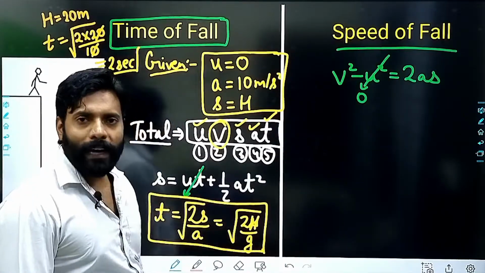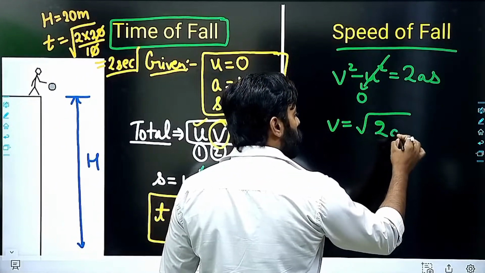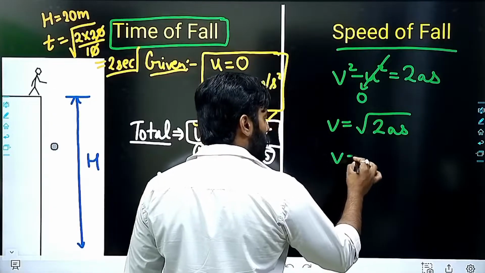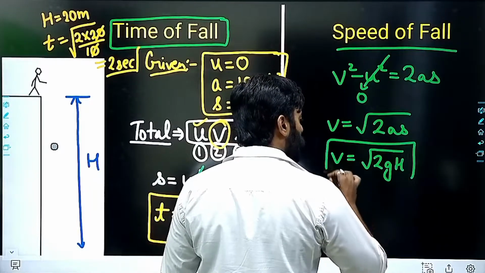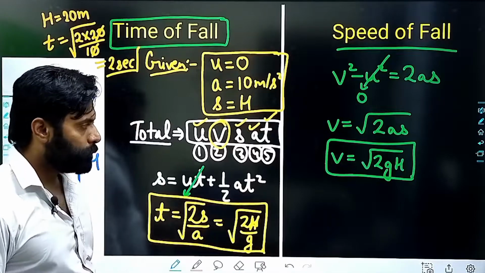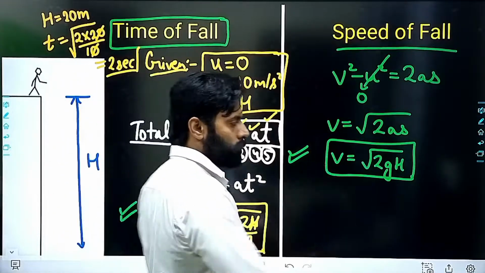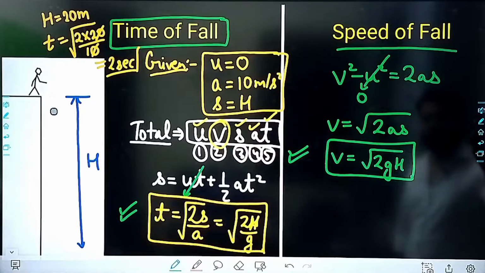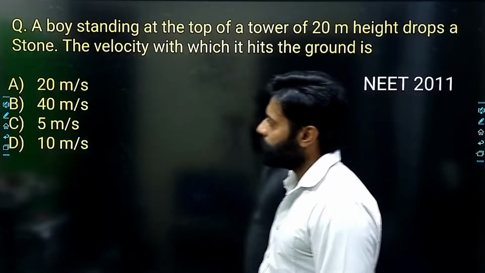So U is 0, I can easily cancel that. Then V square is 2AS, I can say that 2GH. So velocity will be root 2GH. So this is important, note down. Two conditions are done.